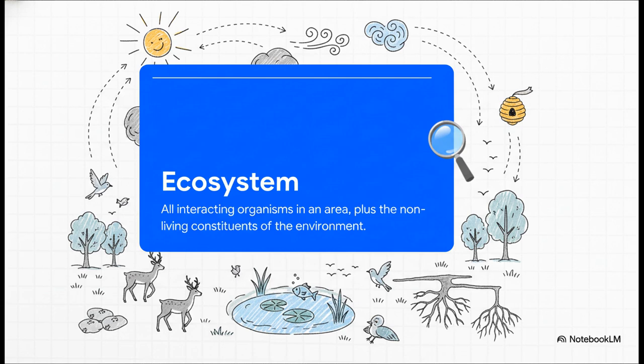So this brings us to the proper definition of an ecosystem. An ecosystem is made up of all the interacting organisms in an area, along with the non-living parts of the environment. The key word here is interacting. It's not just a collection of things, it is a system where living and non-living components work together.